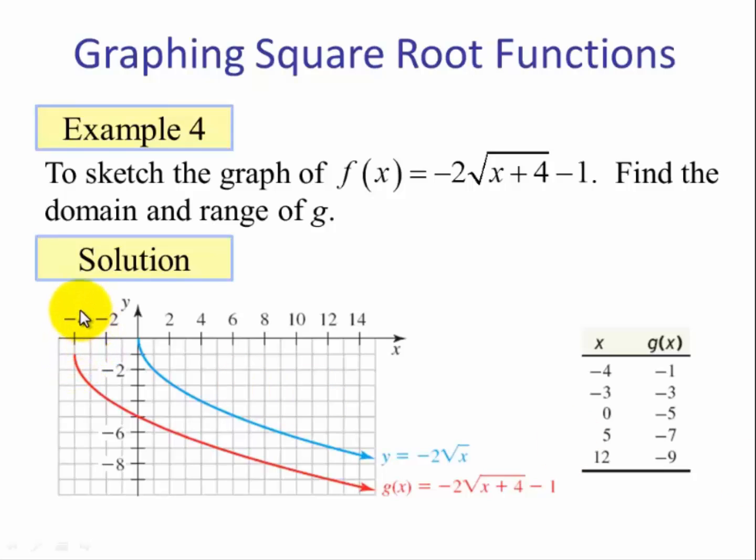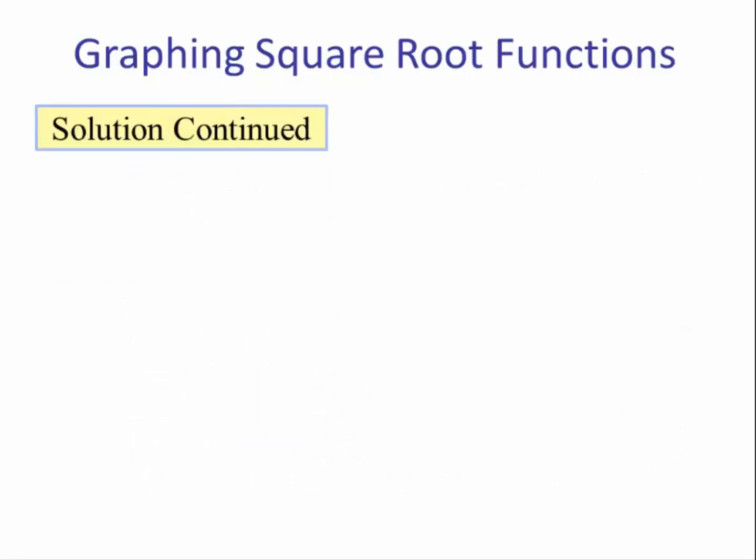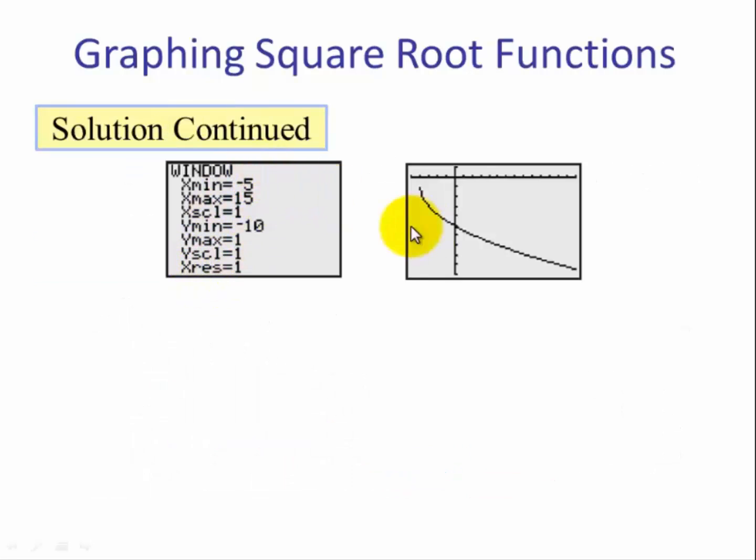So h is going to help us determine the domain. We can't have any negative numbers inside the square root. So we want to know what values of x will always produce positive numbers or even 0. So when x is a negative 4, we have the square root of 0, which is a real number. It's 0. But numbers less than that are not. Using our graphing calculator, with this window setting, we can see the graph here.